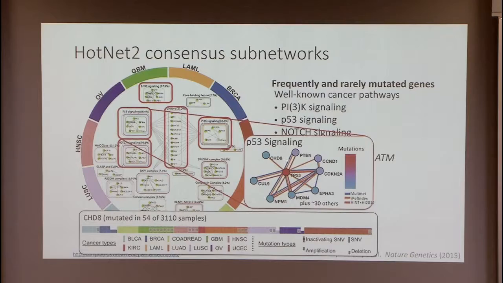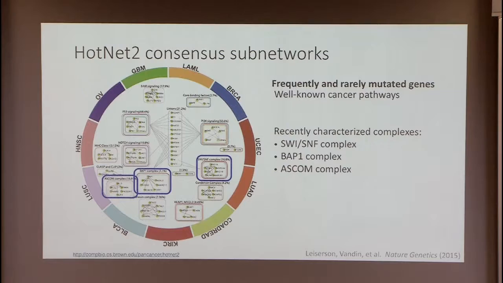as well as some rarely mutated genes like this CHD8, which is a chromatin remodeling gene, and turns out with more recent work seems to be a real cancer gene, but I won't go into that now. We get some other stuff that was more recently characterized. If we had done the analysis 5 years ago, we'd be famous because we'd discover a whole new bunch of new protein complexes involved in cancer, but they've all been recently discovered in the past 5 years, so we're not so famous.